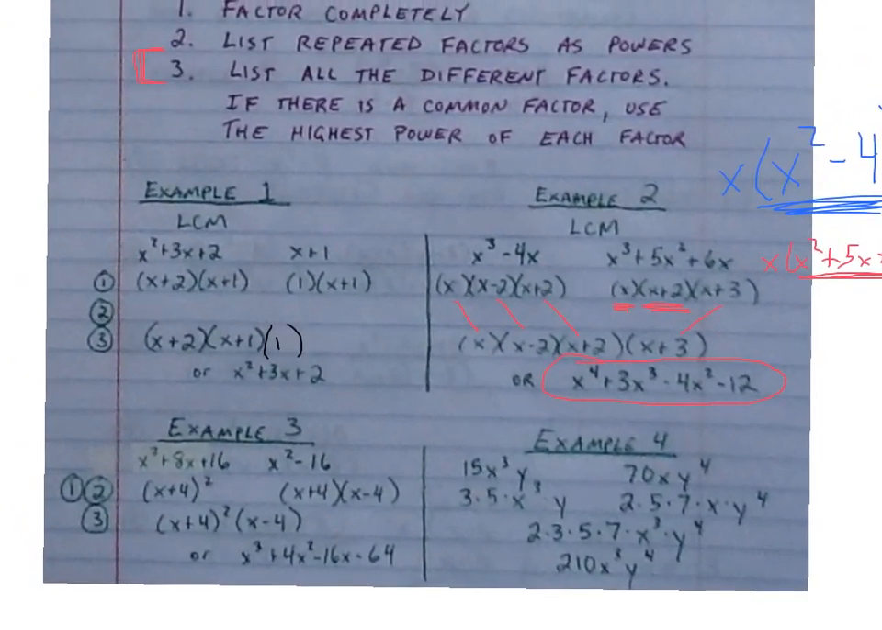So list factor completely. So in steps 1 and 2, we are able to change that to x plus 4 squared. This one was x plus 4 times x minus 4. So we listed the repeated factors as power. So in this one, because x plus 4 happened twice, we wrote it as a power. And then list all the different factors. If there's a common factor, use the highest power of each. So the common factor between these two was x plus 4, so we use the higher power of the two, because this is x plus 4 squared, and this is x plus 4 to the 1, so we use x plus 4 squared, and then we pull the x minus 4 down.